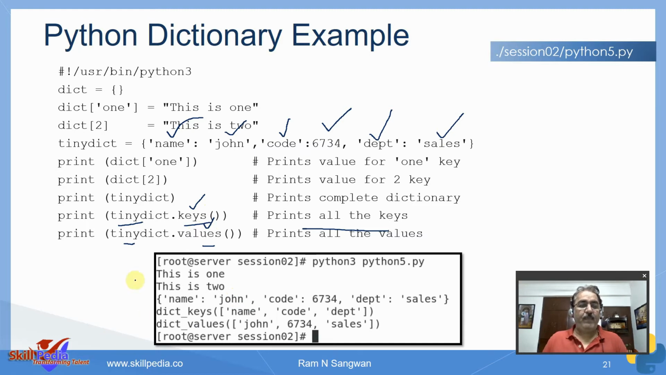And this is the output. This is 1, this is 2, and this is the complete dictionary, and this is dictionary keys only and dictionary values only.